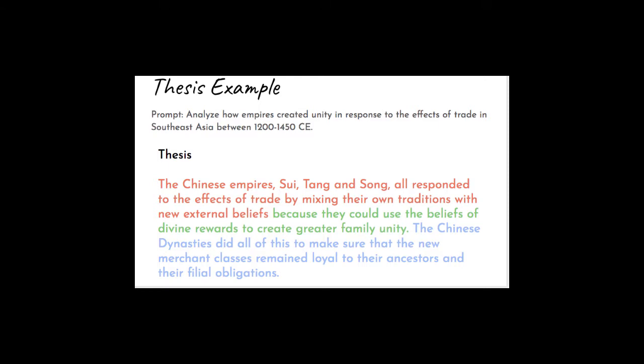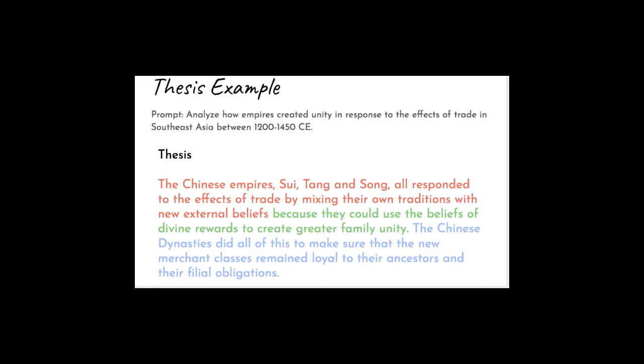The Chinese empires Sui, Tang, and Song all responded to the effects of trade by mixing their own traditions with new external beliefs. There's your claim. It pretty much is a repetition of the prompt. There's a little bit of extra stuff that's put in there. Notice what we put right after that, though, in the green. Because they could use the beliefs of divine rewards to create greater family unity. Notice there's my reason for why they mixed things together in trade. They were able to do that by providing new ideas of divine rewards to uphold the Chinese belief in family.